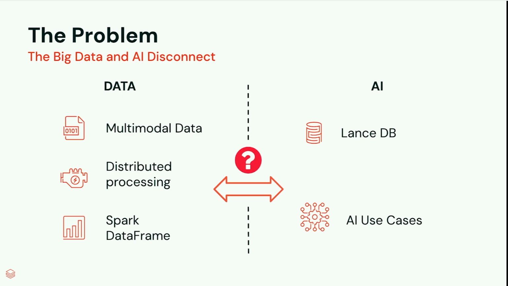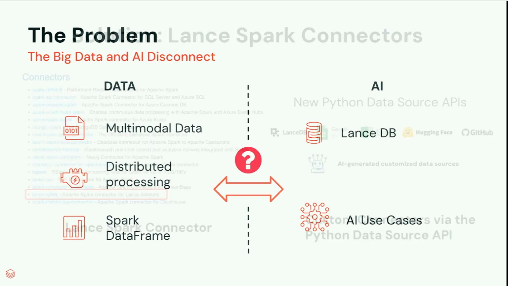So on the left-hand side, we have data, and on the right-hand side, we have AI. Efficient data formats like Lance can be used to power a variety of AI applications. But here's the problem. There's a gap between the data world and the AI world, and they don't really talk to each other seamlessly. You need to write custom functions to convert a data frame into the Lance format or vice versa. So how can we bridge these two worlds together?